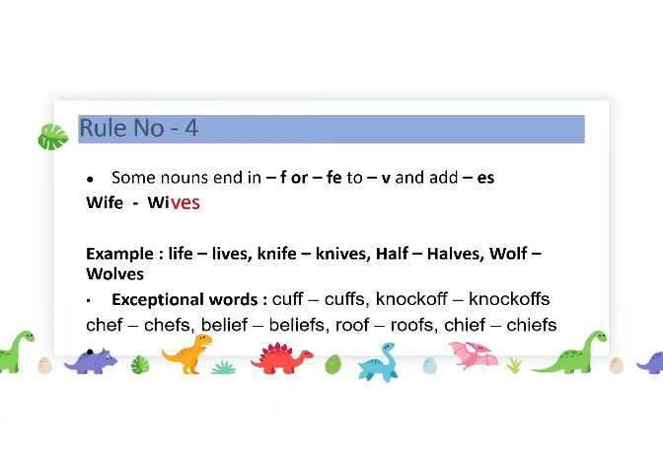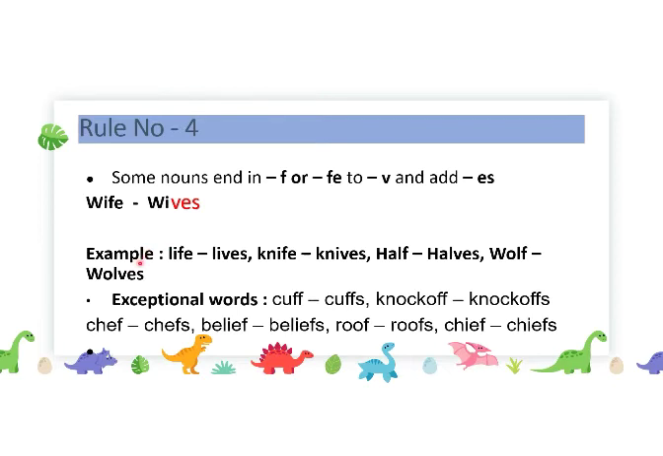Rule number 4. Some nouns which end with F or FE, we will change that F or FE to V and add ES. See this example, wife. So wife ends with FE. So it becomes wives. I'll remove this FE, I'll write V, and after that I will add ES.